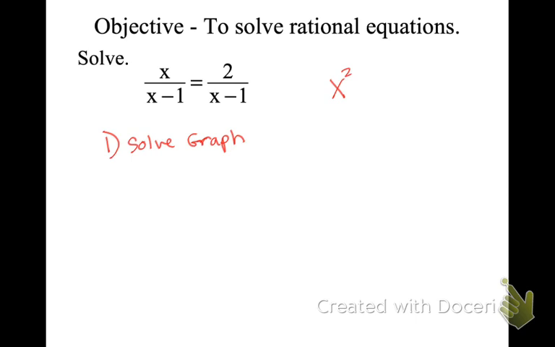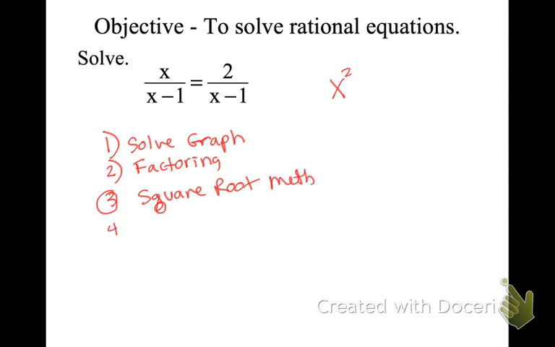The next one is by factoring. Back in chapter 10, all you knew how to do was factor. The next one we learned was the square root method. That only works when you have like two terms. And then we learned how to solve by completing the square.